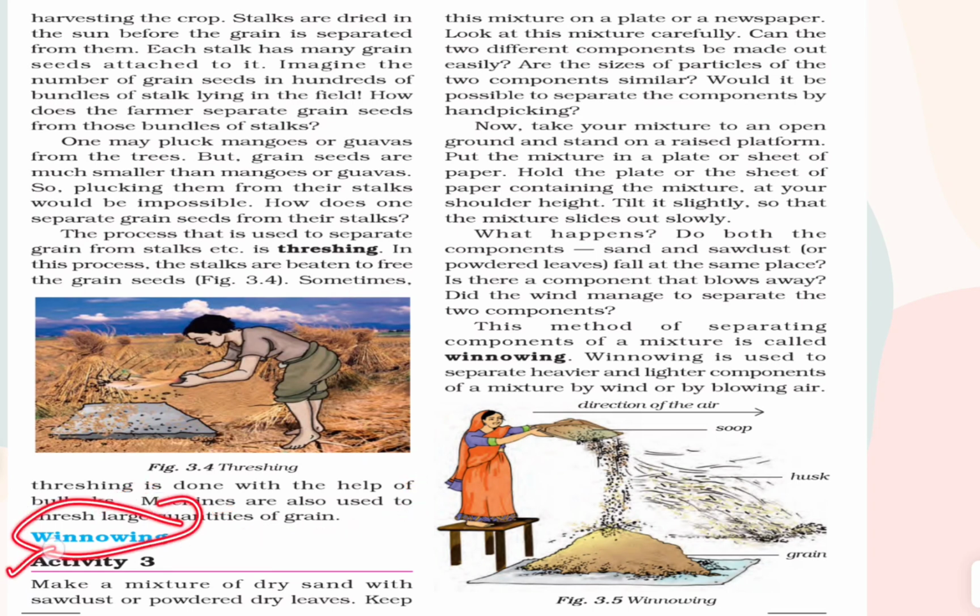Winnowing. Activity 3. Make a mixture of dry sand with sawdust or powdered dry leaves. Keep this mixture on a plate or a newspaper. Look at this mixture carefully. Can the two different components be made out easily? Are the sizes of particles of the two components similar? Would it be possible to separate the components by handpicking?